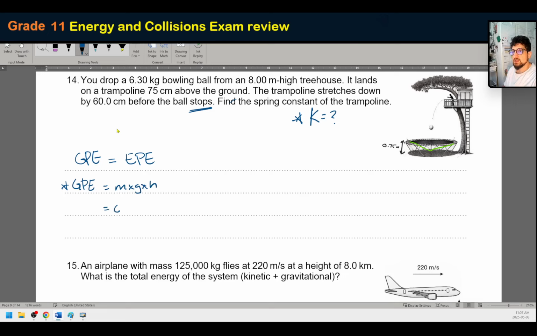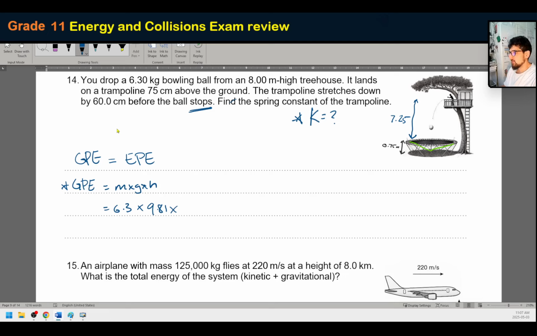Do we have the mass? 6.3 multiplied by 9.81. That's the acceleration due to gravity. And multiplied by the height, which is, what height do we use? Now that is an interesting question. How much has the ball traveled? The ball has only traveled this much. So it's going to be 8 minus 0.75, which is 7.25. Now, why don't we use the 8? Well, because that's not the distance that the ball traveled.